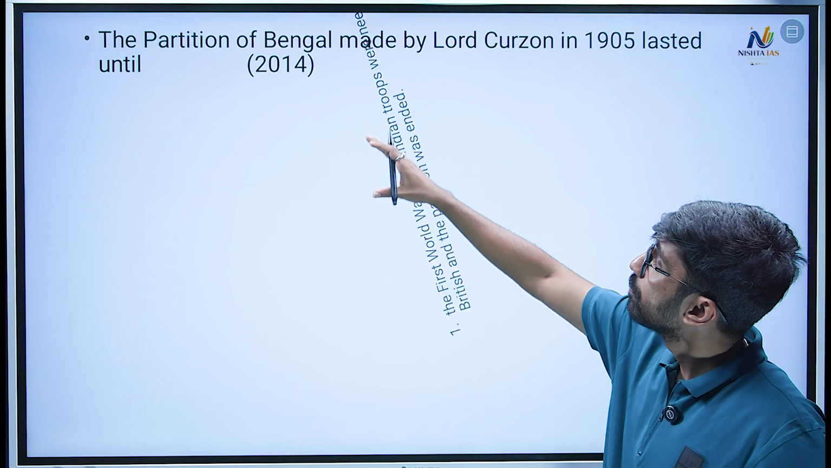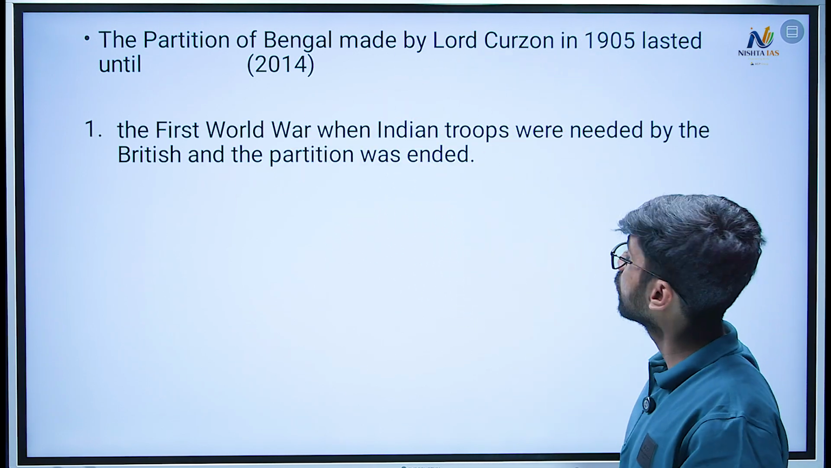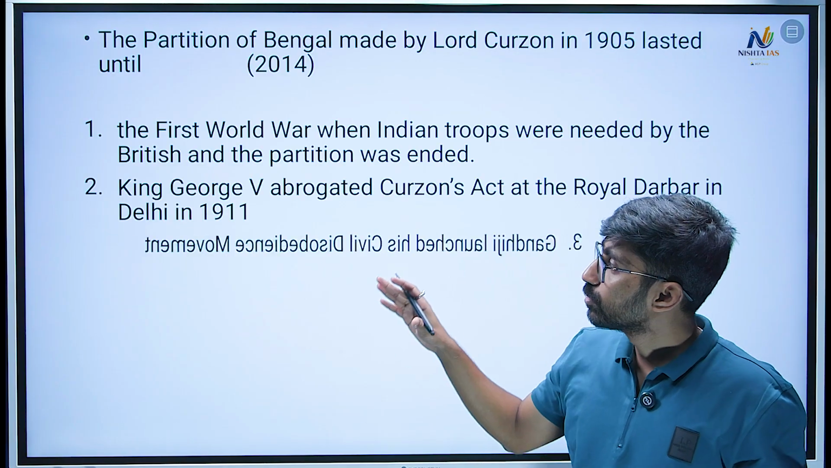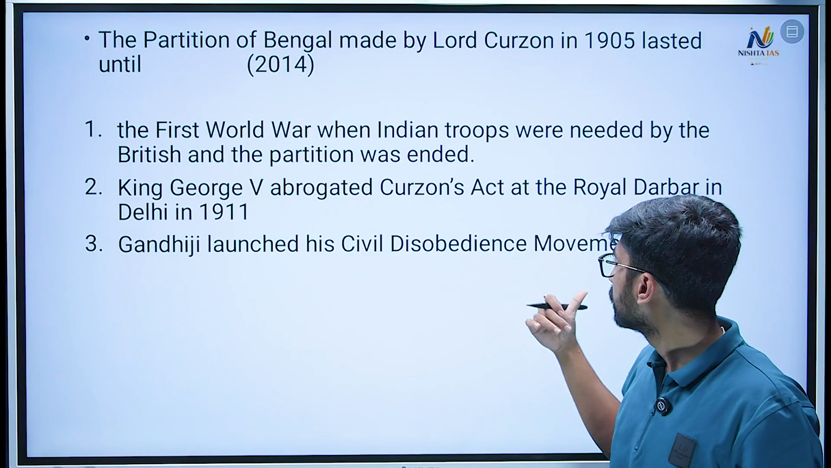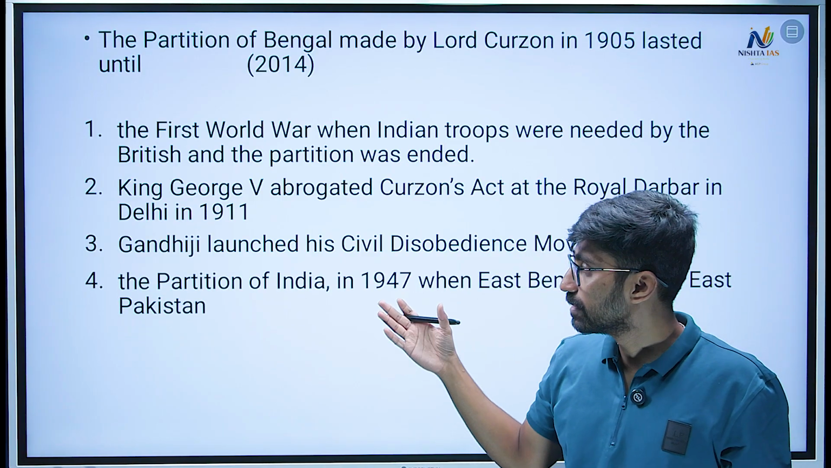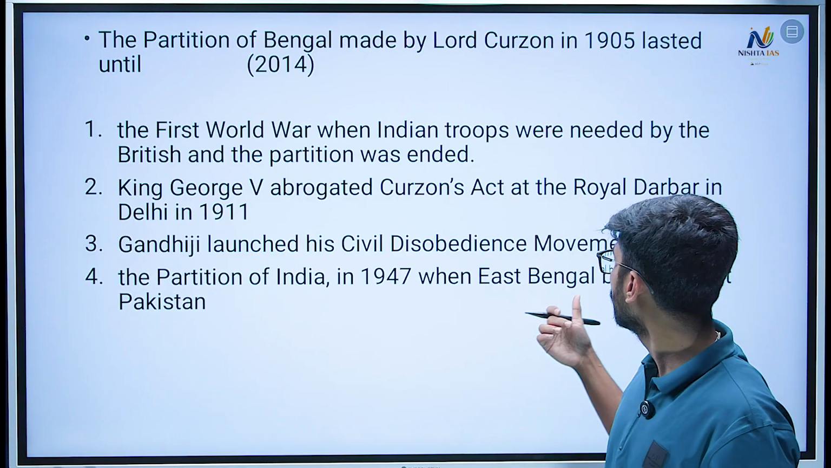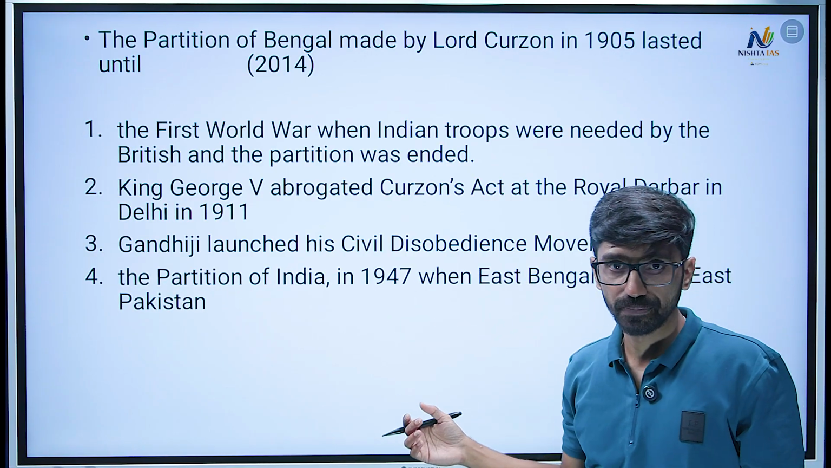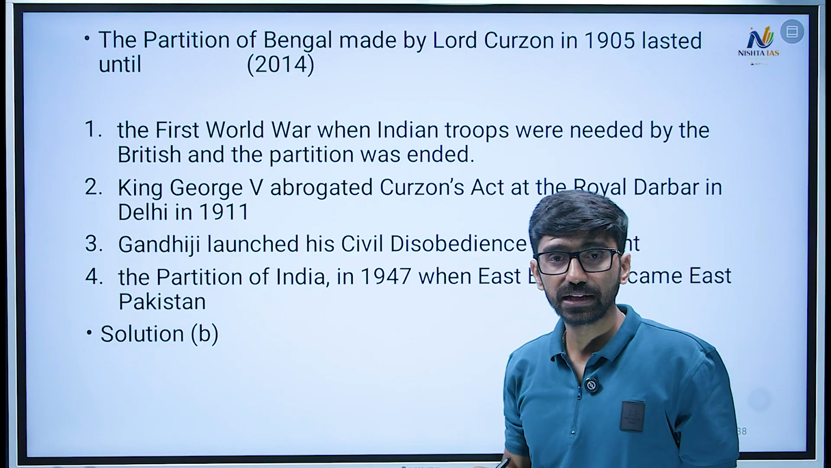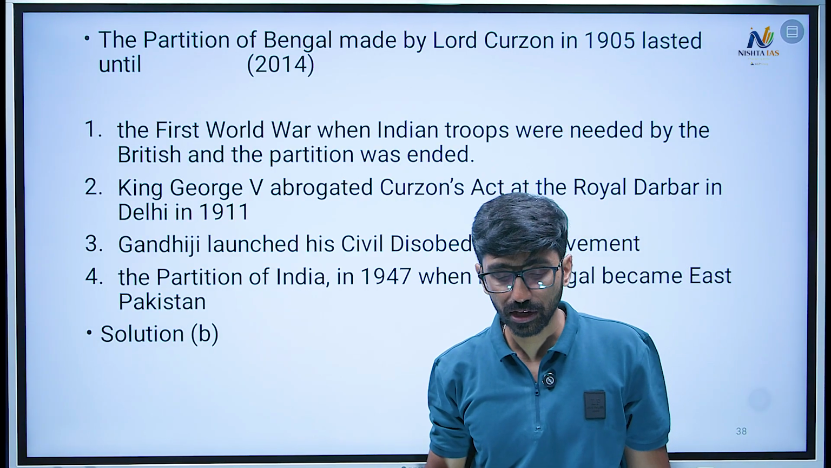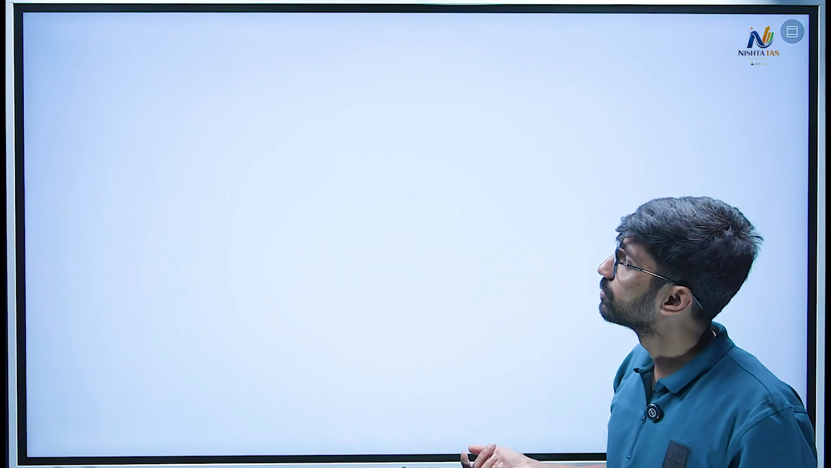Then again 2014: the partition of Bengal made by Curzon in 1905 lasted until the First World War, when Indian troops were needed by the Britishers and the partition was ended. King George V abrogated Curzon's act at the Royal Darbar in 1911. Gandhiji launched the civil disobedience movement. And then the partition of India in 1947, when East Bengal became East Pakistan. So the answer is actually the second one. King George V visited India in 1911 to attend the third Royal Darbar. Three Royal Darbars happened, and that is when it was abrogated. It ended, we can say, the partition.